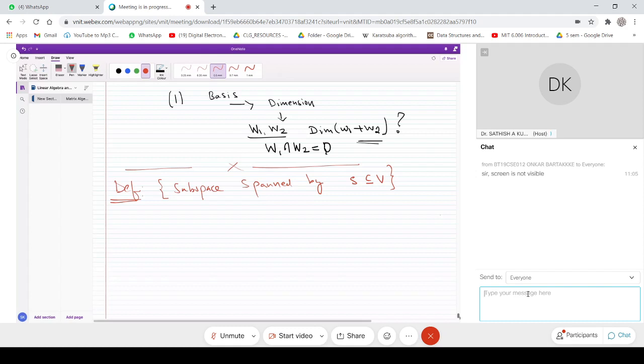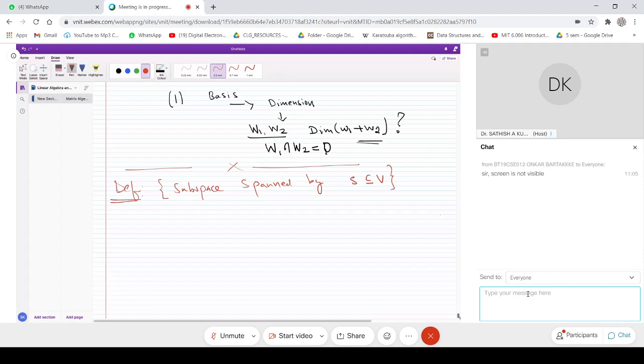W is a subspace, and I want to say that W is the subspace which is spanned by S, which is nothing but that whatever vector I take in W can be expressed as a linear combination of the vectors in S. If so, then we say that W is the subspace which is spanned by the set S. We'll understand this when we discuss some problems.